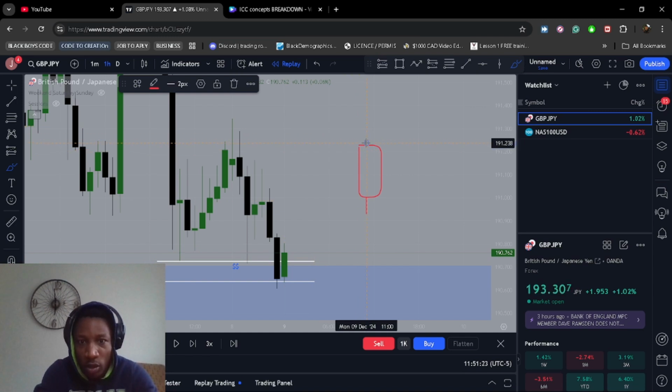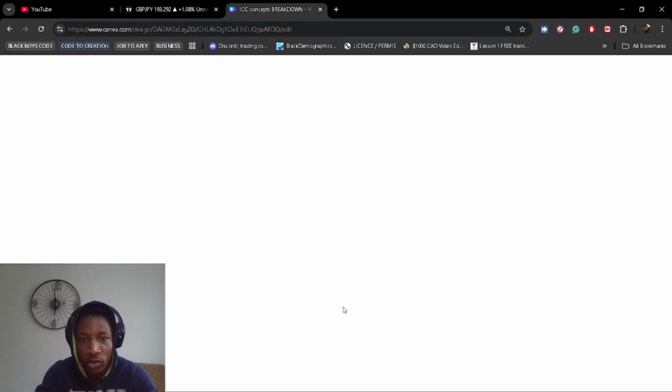Now, if this wick was longer, then you would say, okay, this is a doji candle. But because the top wick is shorter, we classify this as a shooting star. And not just any shooting star, guys. This is literally a reversal shooting star.